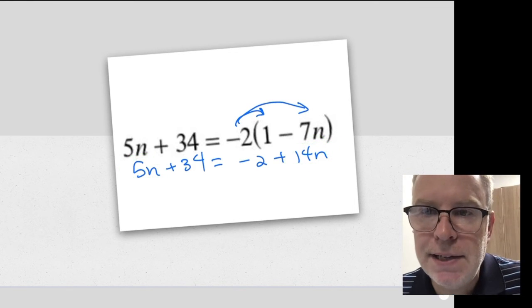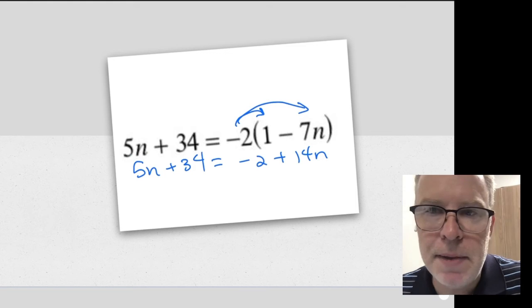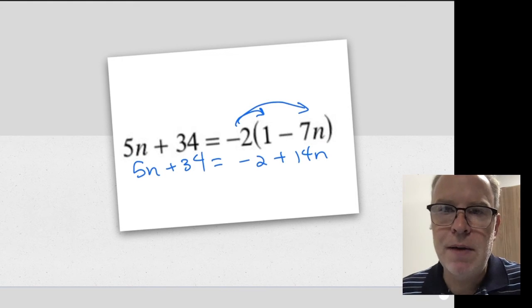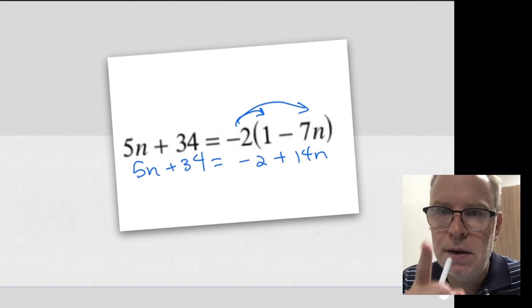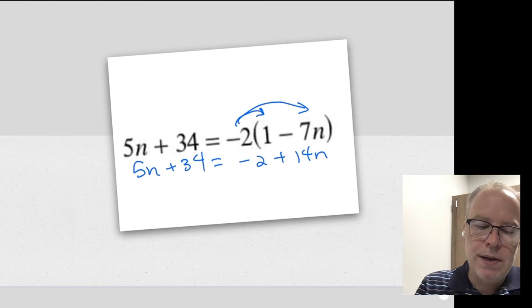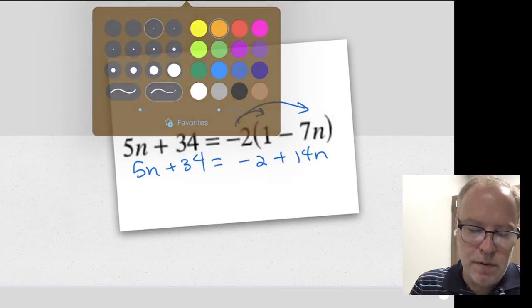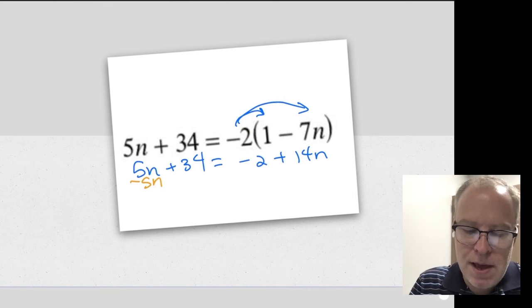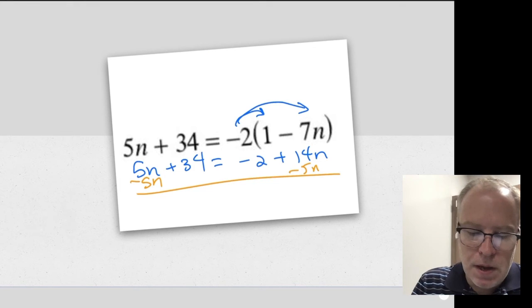That does not make 19. Got it? Does not make 19. You hear the anger in my voice? You do not make 19 out of this. You want to get rid of the n's from one of the sides. So I'm going to minus 5n on both sides. I get 34 equals -2.